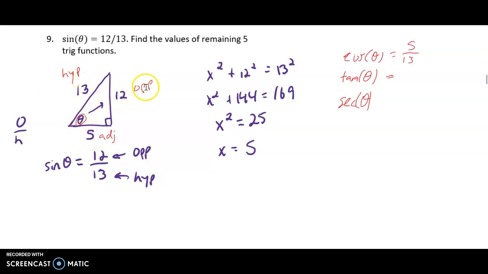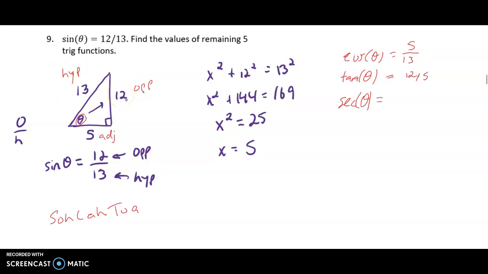Same thing for tan. The tan is opposite over adjacent. We're all using SOHCAHTOA here, which I went over in some of the earlier videos. So tangent is opposite over adjacent. That gives me 5 over 12. Sorry, not 5 over 12, 12 over 5, because I take the 12, which is opposite.